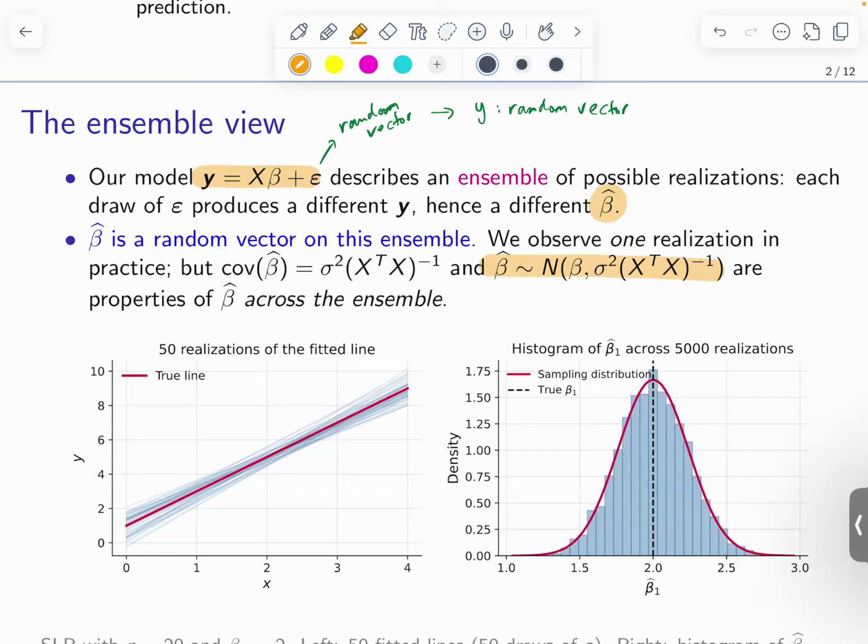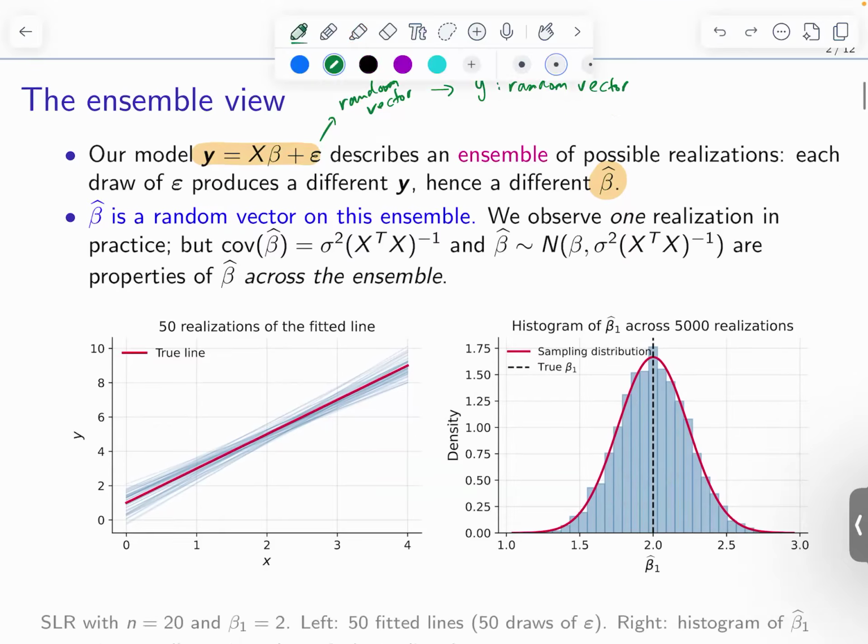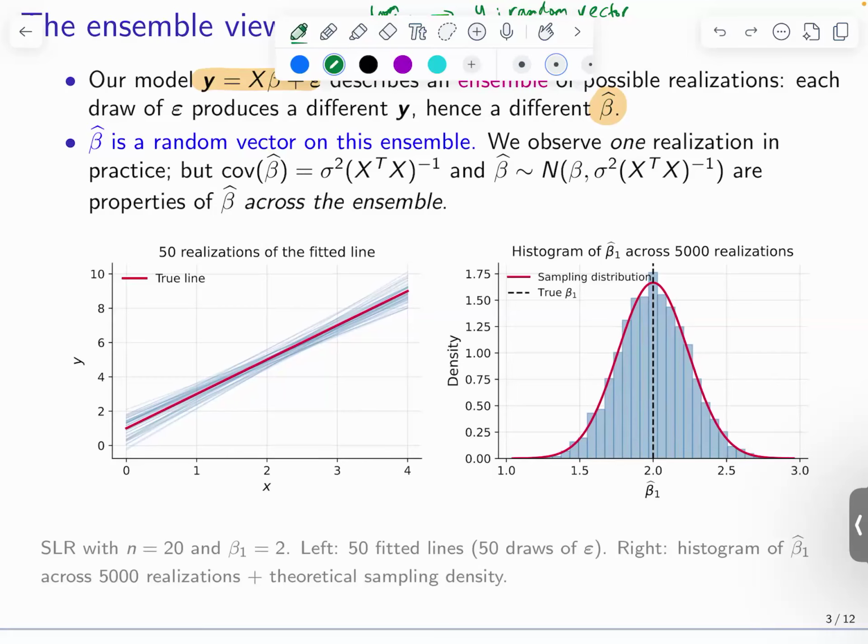The easiest way to see it is if you use the frequentist interpretation of probability. How can we observe this ensemble in practice? In real applications, usually you don't, but in simulations you can. This is the setup that I have here. So you can try to generate from a simple linear regression.